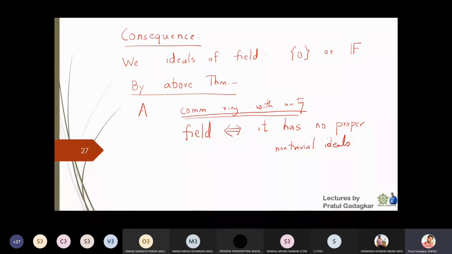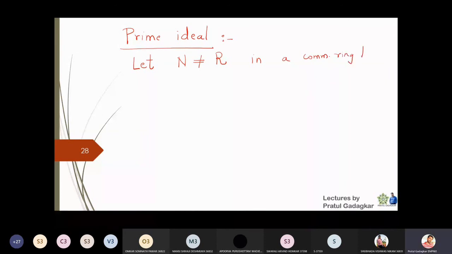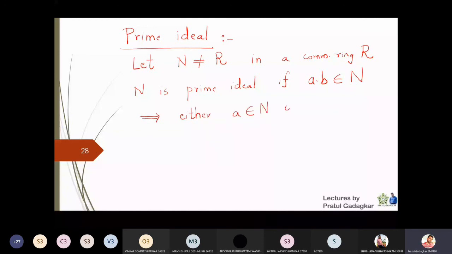Now let us move to a new definition, which is called a prime ideal. So let me define what is a prime ideal. Let N be an ideal which is not equal to the full ring in a commutative ring R. N is said to be a prime ideal if A times B belongs to N implies either A belongs to N or B belongs to N. So this is the definition of a prime ideal, where A and B are elements of the ring.